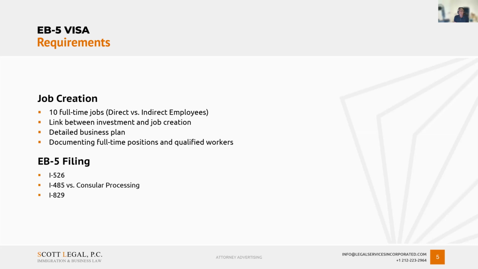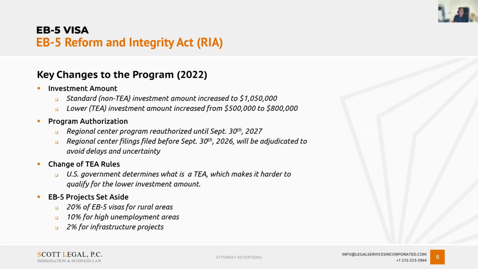And then you have to remember that once you get the green card, 2 years after you get the green card, you have to file another petition, a petition to remove the conditions, to show that you actually have created the 10 full-time jobs. That's an I-829 petition.